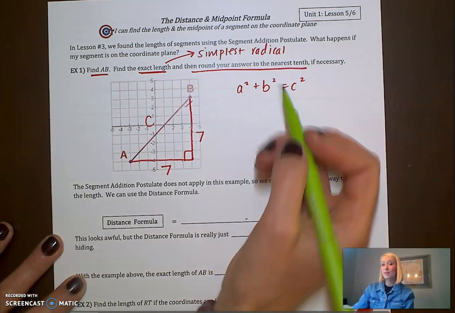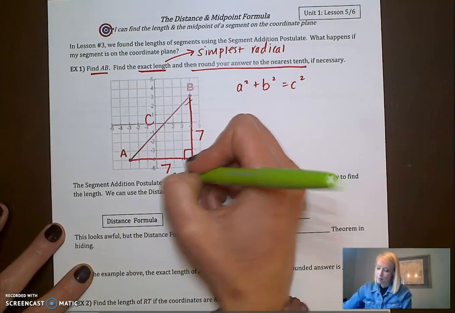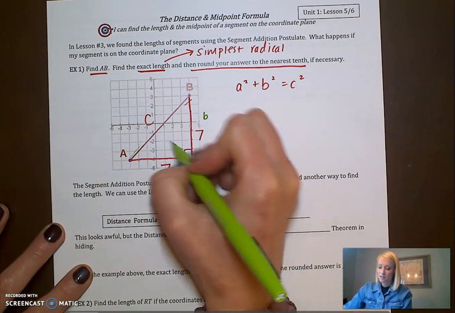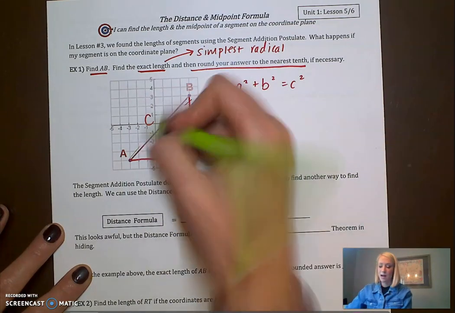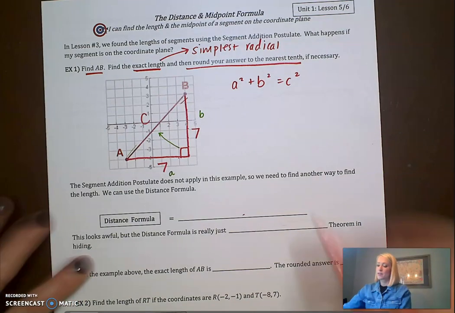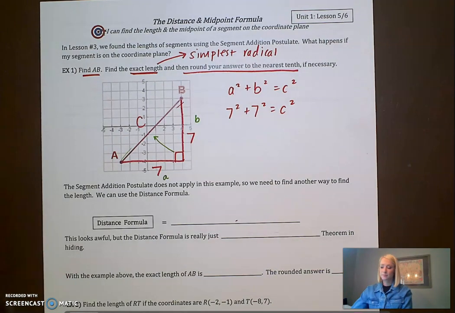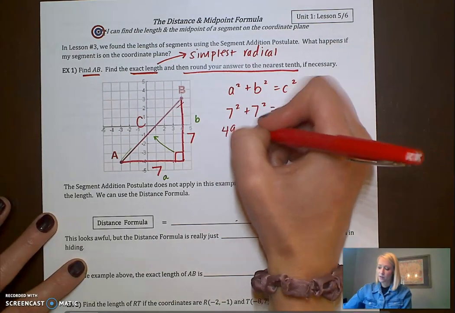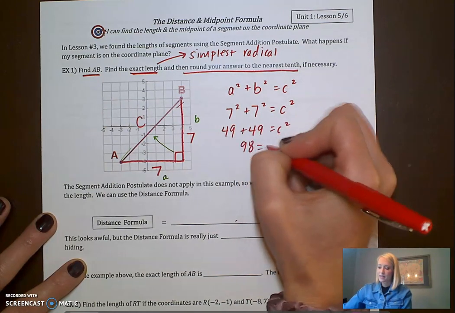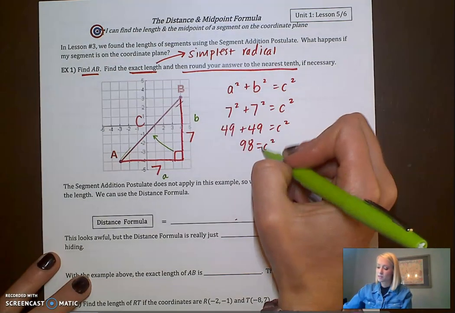If you remember Pythagorean theorem, if you don't, that's okay. It's not super complicated, but those are called the legs. The slanted piece across from the right angle, that's called the hypotenuse, and that is always C. That goes by itself. So the way I would set up Pythagorean theorem here, it'd be 7 squared plus 7 squared equals C squared. And then I would do exponents first, order of operations. Then I would add those and say 98 equals C squared. I'm just solving for C here, so my last step would be to square root.